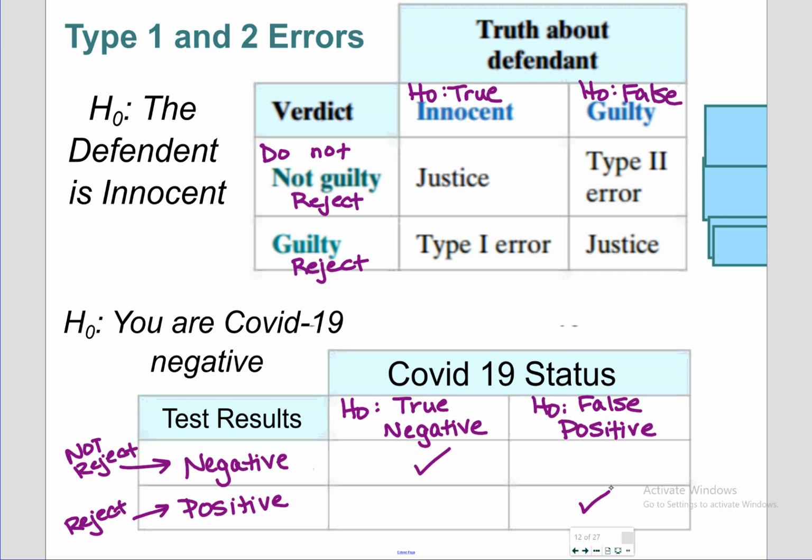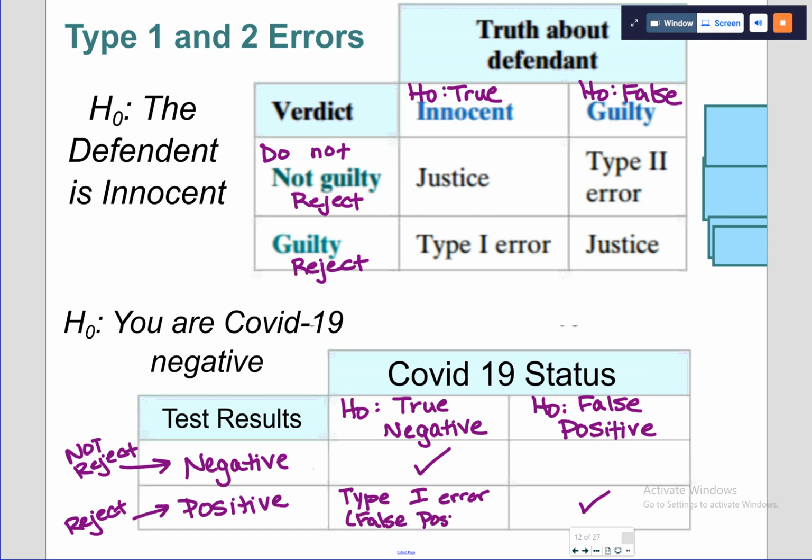If your COVID-19 status is negative, but the test result shows you are positive, that is a type 1 error. In medical terms, they mentioned this in the video, it's a false positive. That's pretty bad if you're making a medical test, right? That this medical test is showing you have some sort of positive result for something that you don't actually have. That's pretty terrible. And then the other one is a type 2 error.